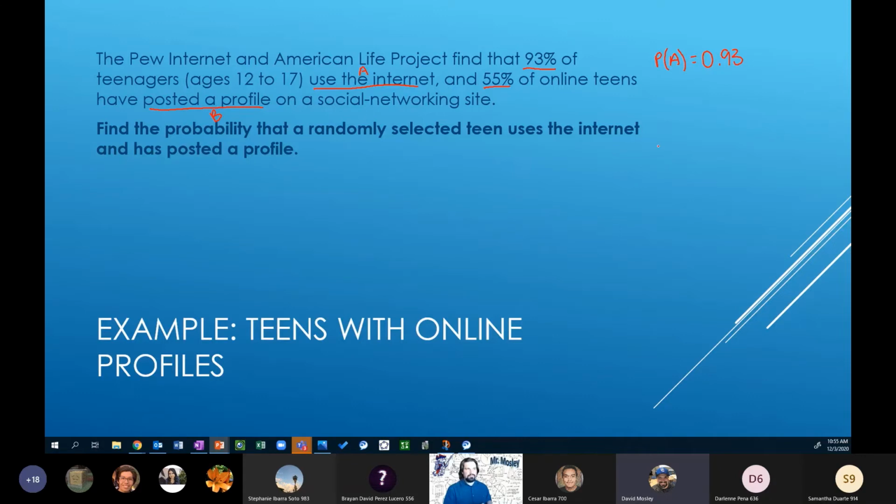So the probability of A is 0.93. The next probability we have is 55% of online teens have posted a profile on a social media network. But this is of the teenagers using the internet. 55% of the people using the internet. So that next probability is the probability of B given A. Does anyone not understand how I identified these two probabilities based on the context?